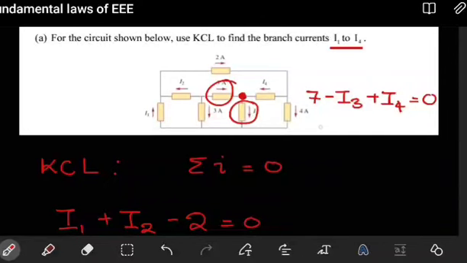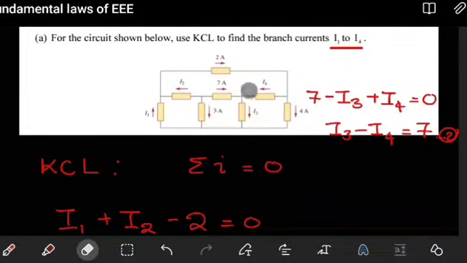From here, we see that we have I4 minus I3. Let me keep 7 on the left side, take I4 to the other side, so that I3 becomes the positive one, I4 the negative one. This will be equal to 7. So I can keep this as my equation number 2. So here I can find I4 unless I knew I3. But look at what happens when I come to this node.